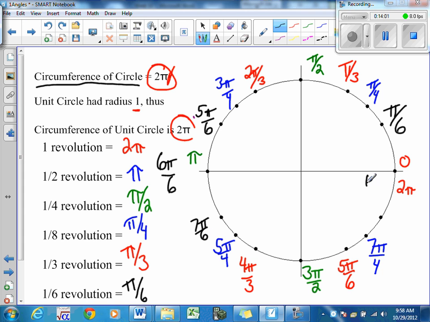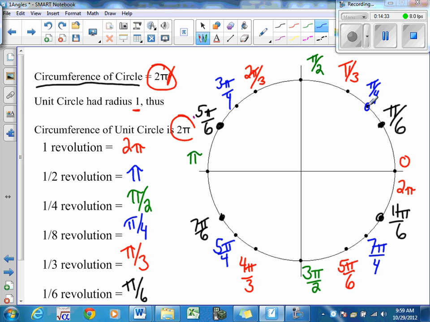Over here, 2 pi is 12 pi over 6. If I go back 1, that's 11 pi over 6. And now I end up with all of my radian measures on my unit circle. You can kind of see the pattern. All of these dots are pi over 6s: 5 pi over 6, 7 pi over 6, 11 pi over 6.